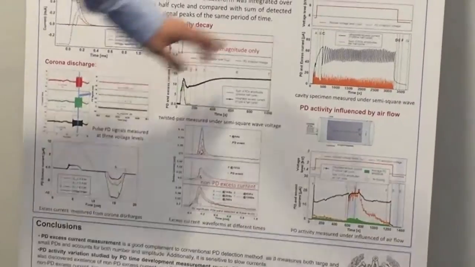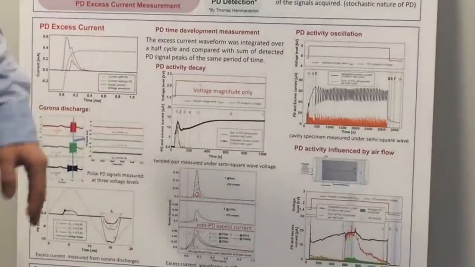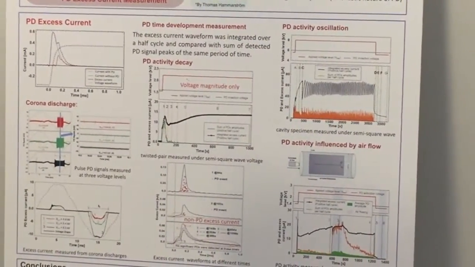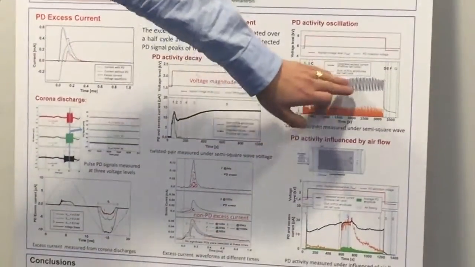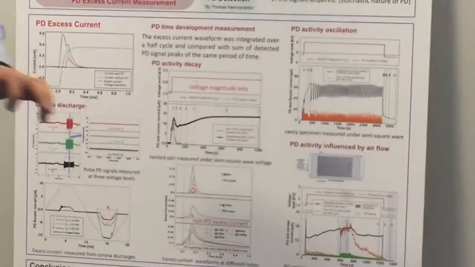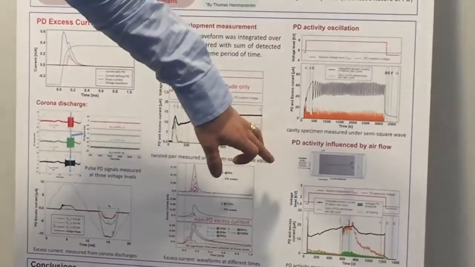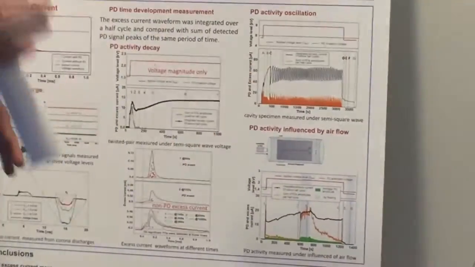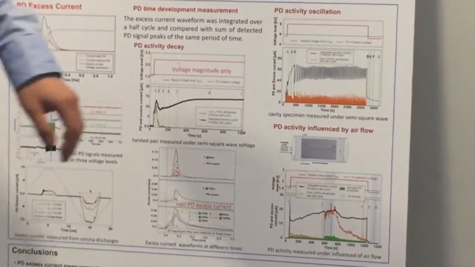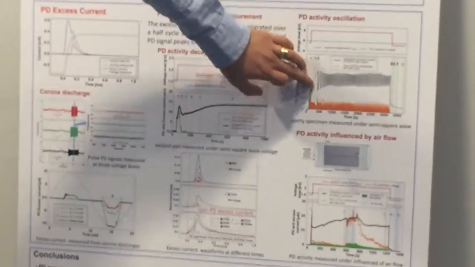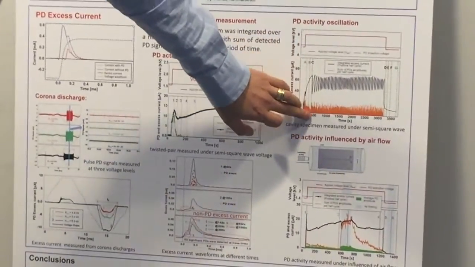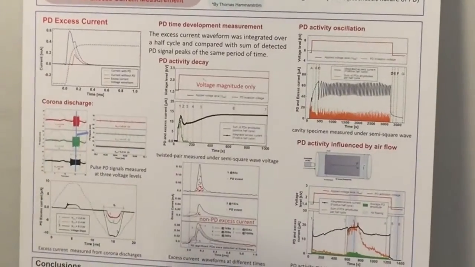Another example we showed here is PD activity oscillations in a cavity, where the dynamic changes of the integrated excess current oscillate along with the PD activity. It also shows the increase of the integrated excess current as the PD activity decays.